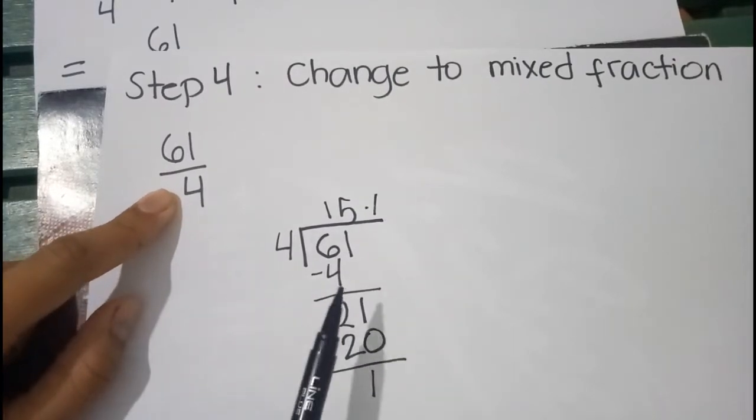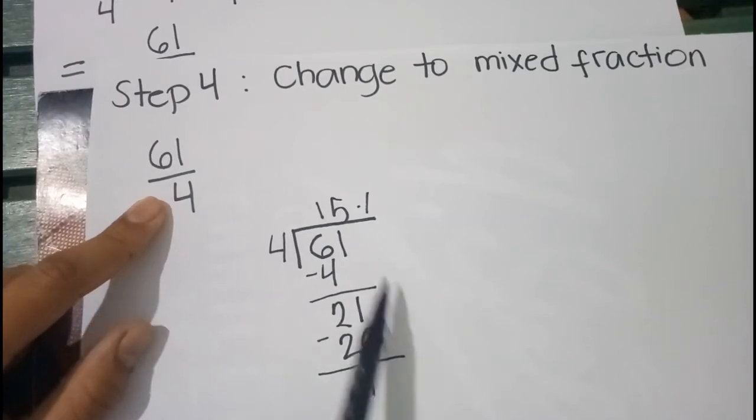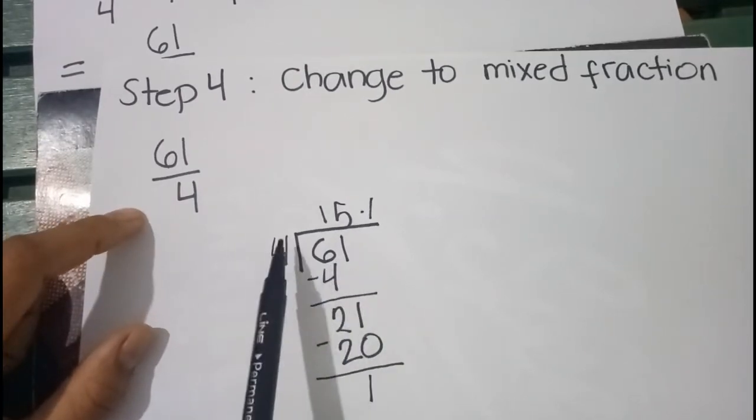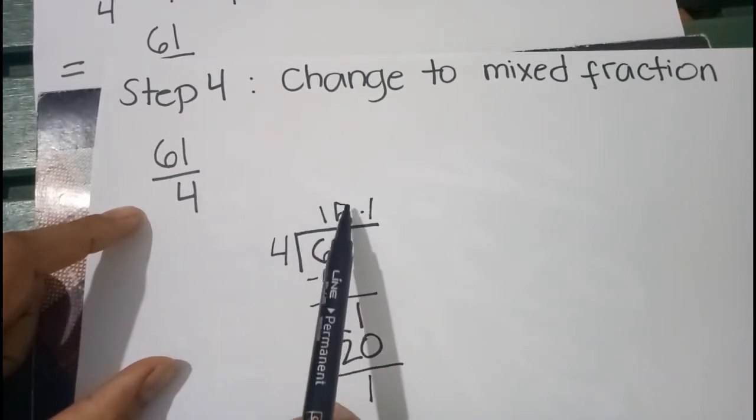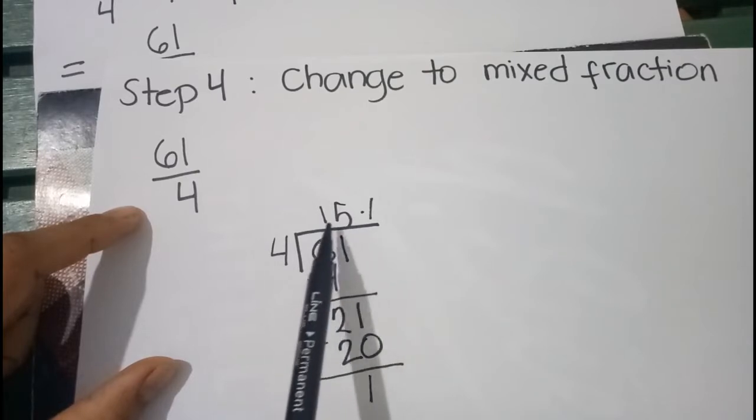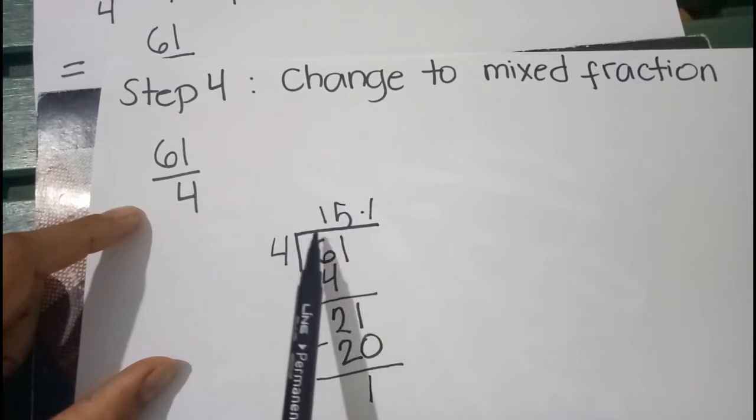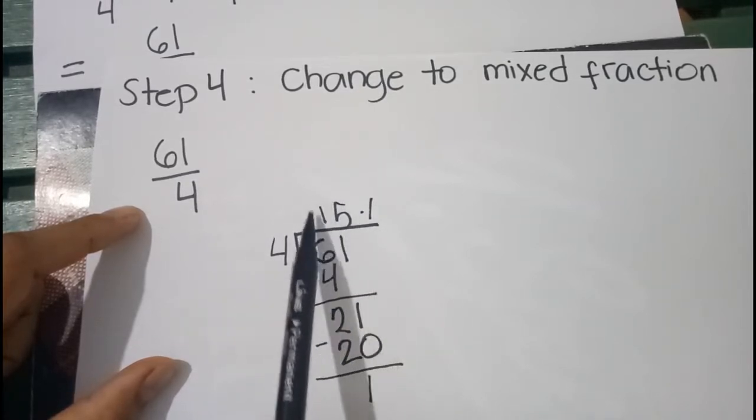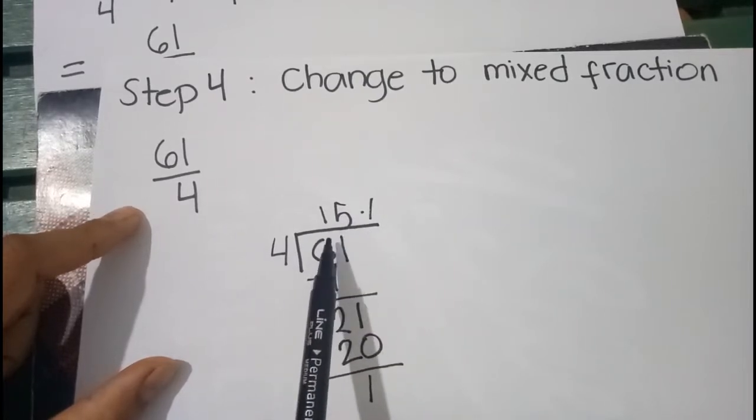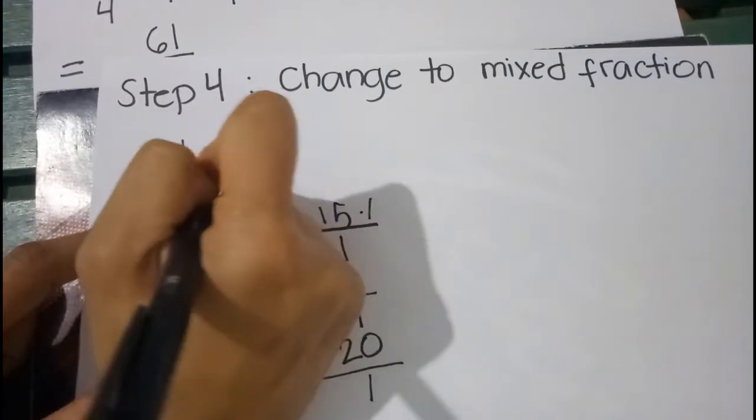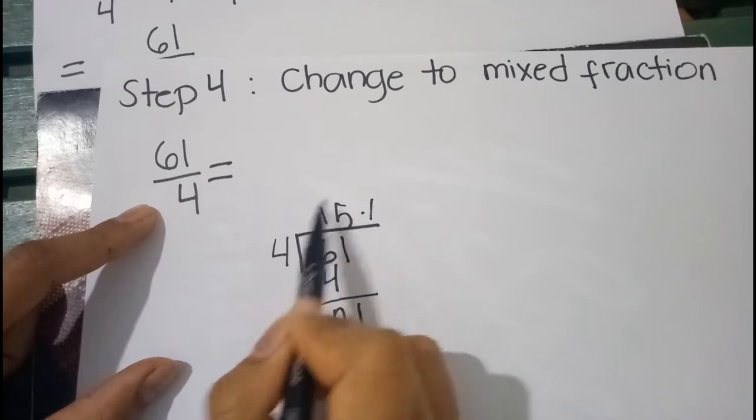Now, how are we going to make it a mixed fraction? If you remember our exercises before, the numbers on the left side of the decimal point will be our whole number. So the number on the left side is 15. So that is our whole number.